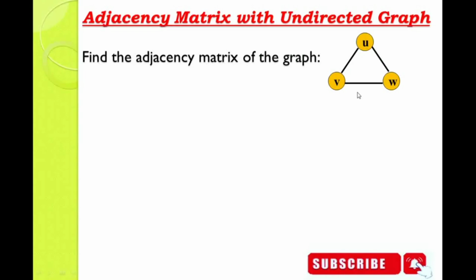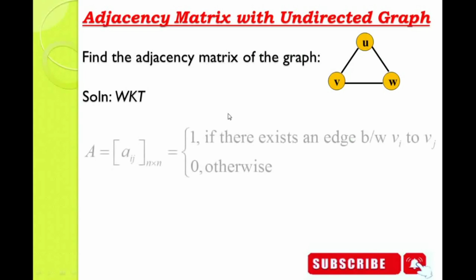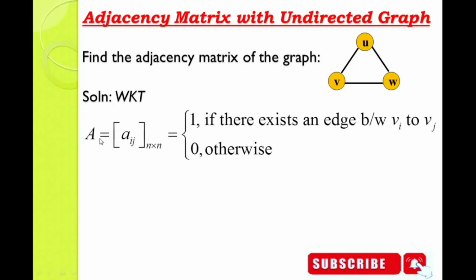So in this graph you see this is a simple graph also, and how many vertices are there? 3 vertices are there. Okay, so how to find the adjacency matrix for the given graph? First we should know the adjacency definition. Okay, so let A equal to [Aij] n by n. This is nothing but the order of the matrix. Here, what is the n value? n is nothing but the number of vertices. You see from the given graph we have 3 vertices.